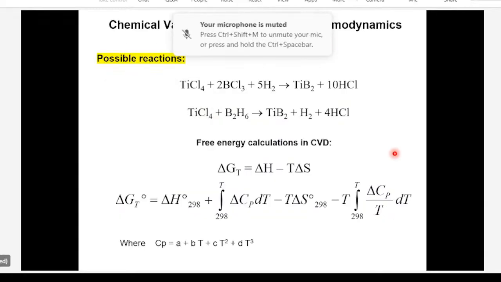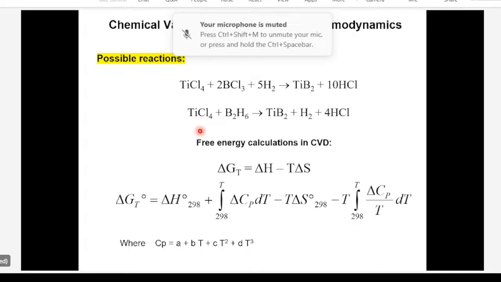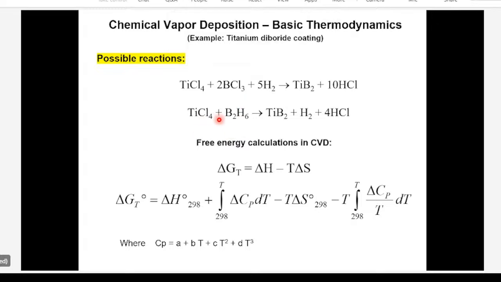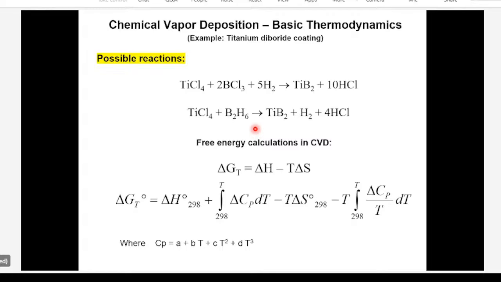Just as an example, if you want to deposit these hard coatings of titanium diboride, there are different chemical reactions that you can use. In this first reaction, you have these three compounds. They are all gases. But when they react at high temperature, they form one solid compound, which is the coating. So I can use this reaction to form the coating, or I can use the second reaction. Again, these two compounds on the left-hand side are gases, but when they react, one of the reaction products is the solid compound. So you can have multiple reactions to form coatings.